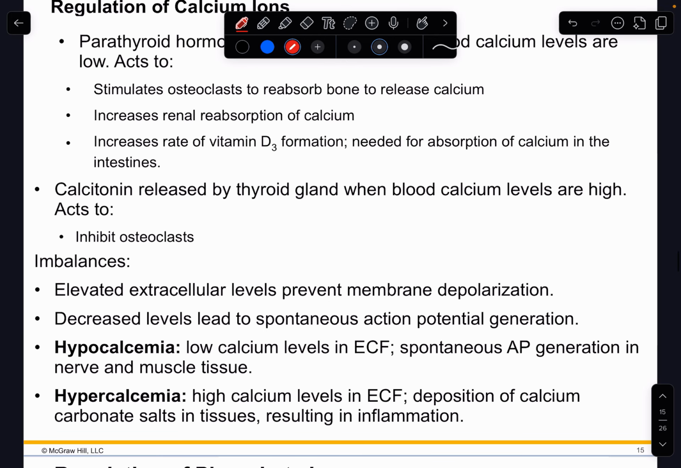You can see that with an imbalance of calcium, you get hypocalcemia or hypercalcemia. Like we said, calcium is very important. So increase the rate of vitamin D3 formation, which is needed for absorption of calcium. A lot of women lack vitamin D3, so you can take a supplement to get that calcium level. Also vitamin D can be activated when you go out and are exposed to the sun.